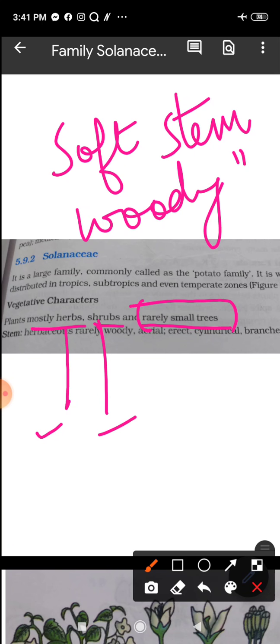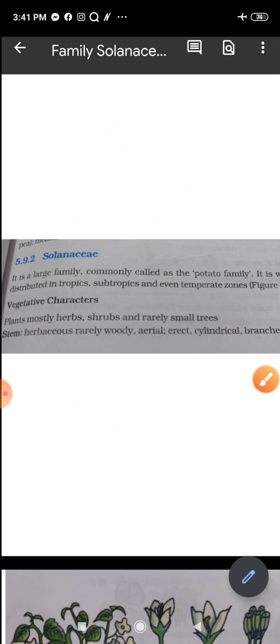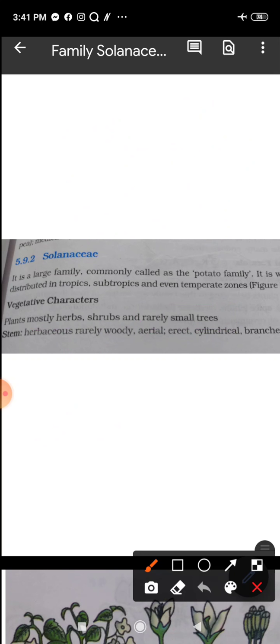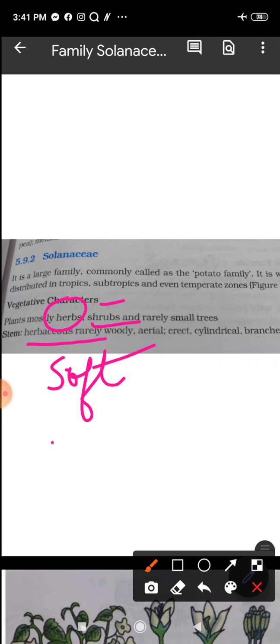Right? We come to the next, that is the stem. Stem is herbaceous. Herbaceous means the stem is generally soft, rarely woody. That means very rarely. We said that plants are mostly herbs, the first thing. Then they are shrubs. Right? Shrub means woody stem. So there are a few shrubs in family Solanaceae, but mostly the stems are herbaceous.